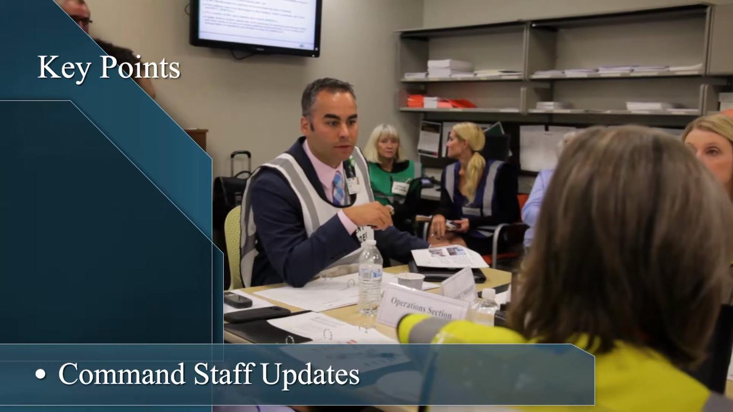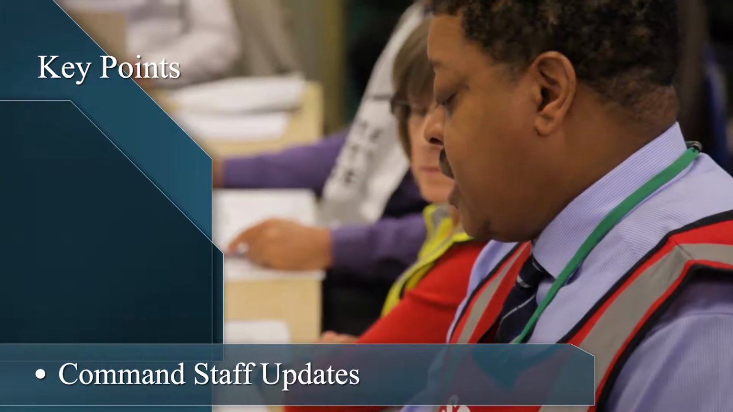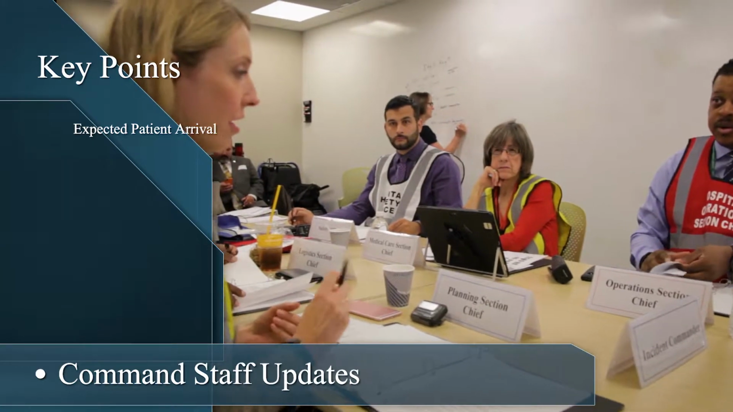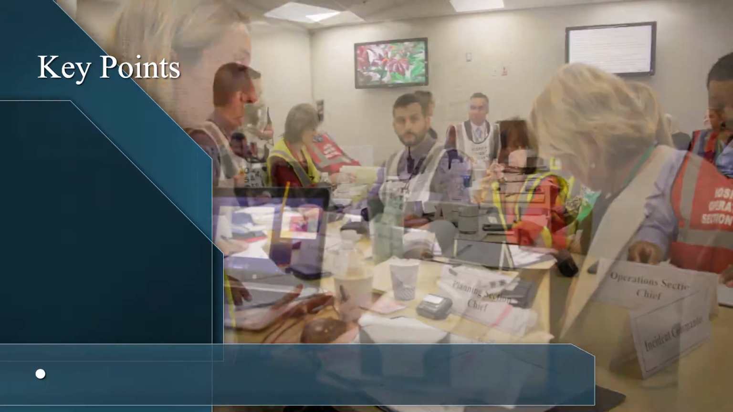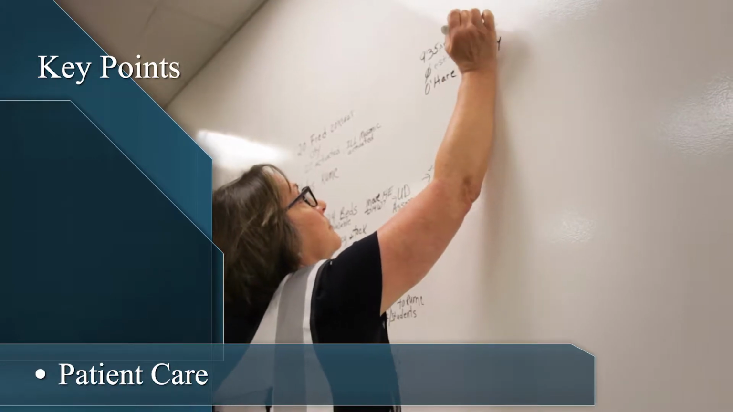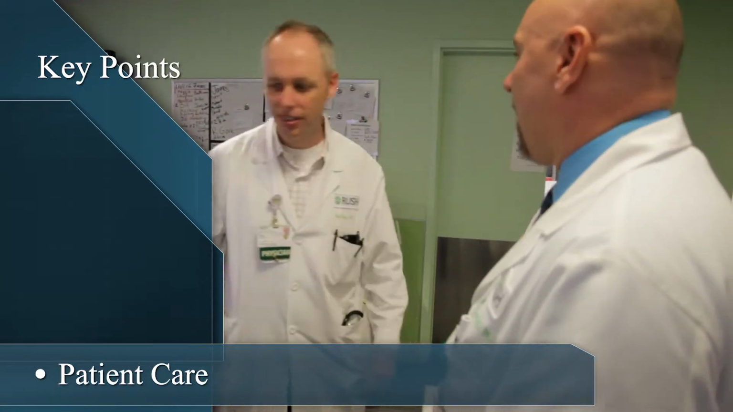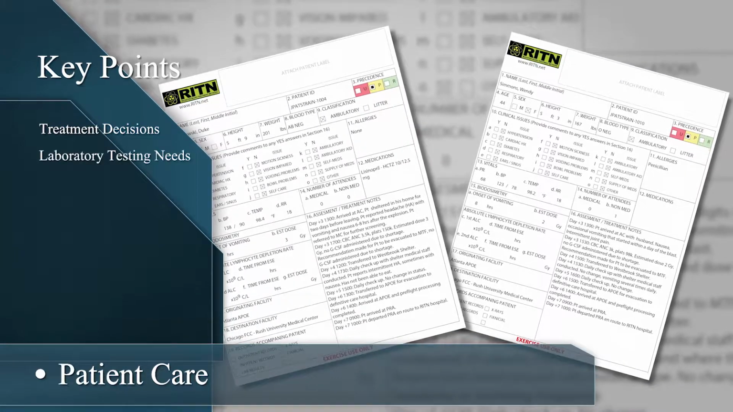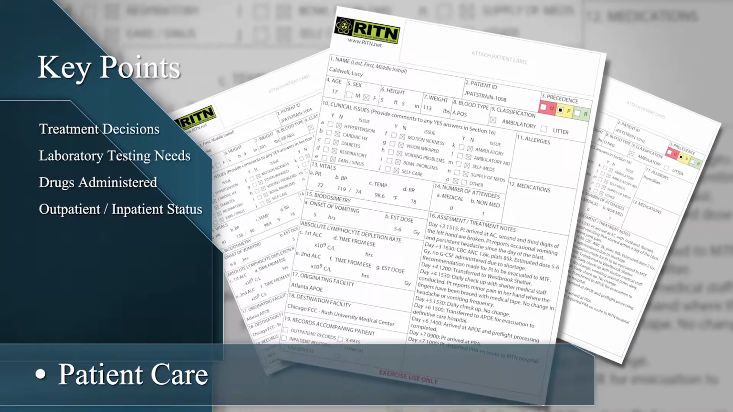5. Command Staff Updates. Throughout this exercise, the incident commander from Rush worked with his incident management team to receive situational updates regarding expected patient arrival, resource needs, hospital bed availability, and public messaging. 6. Patient care. There were several radiation injury patients received in 2 waves from the National Disaster Medical System. In this exercise, the Rush bone marrow transplant team reviewed paper patient profiles to make treatment decisions, to include laboratory testing needs, drugs to be administered, and whether or not they would be treated as outpatients or inpatients.